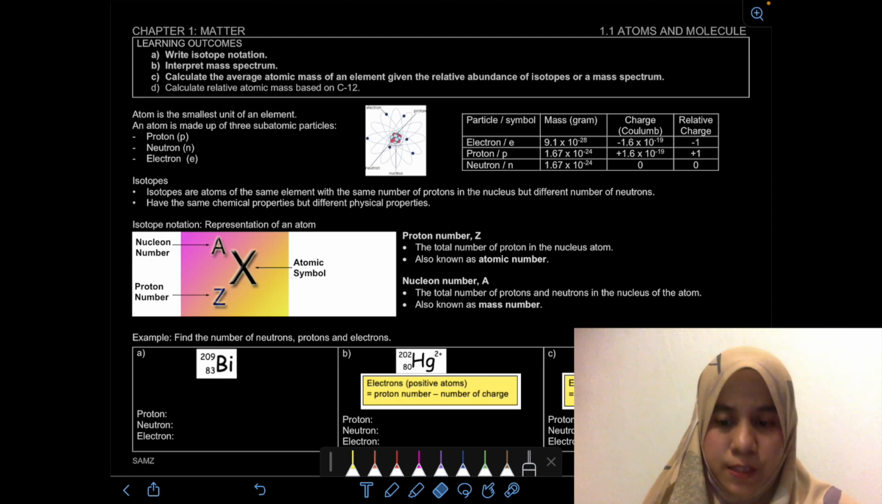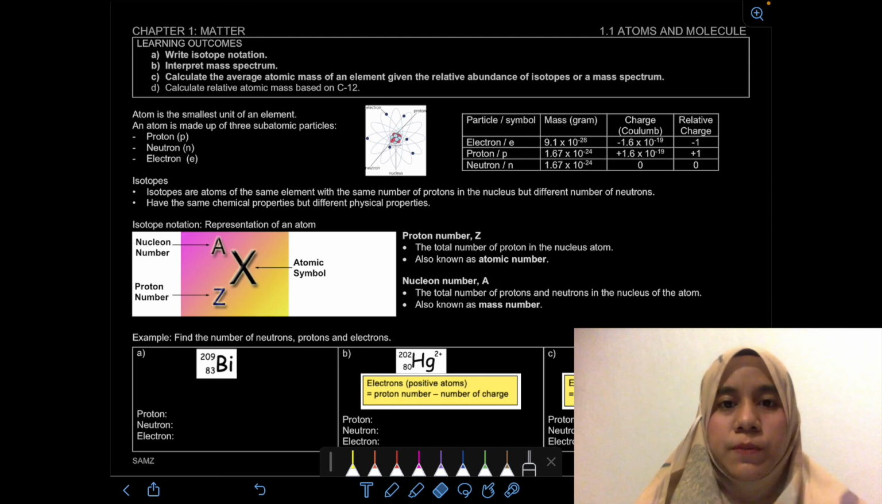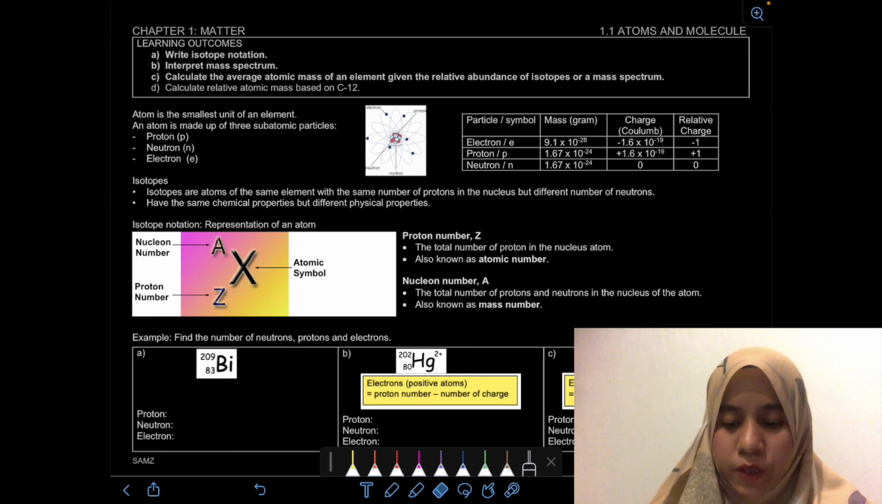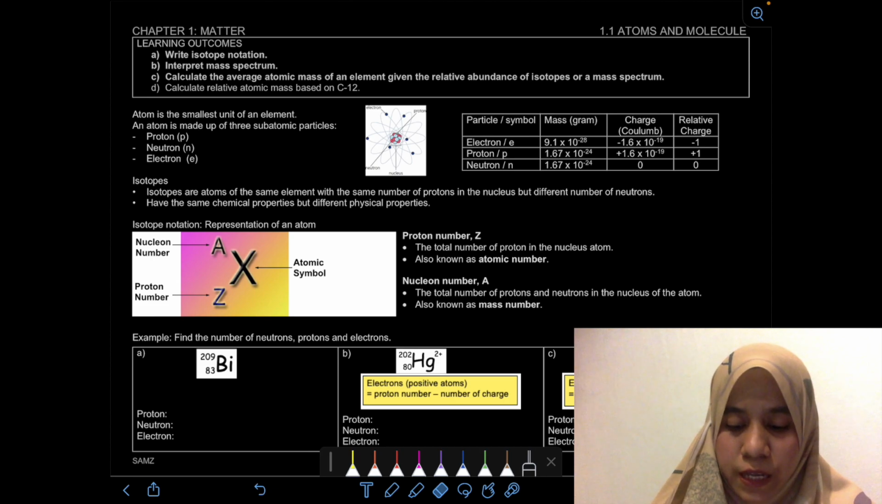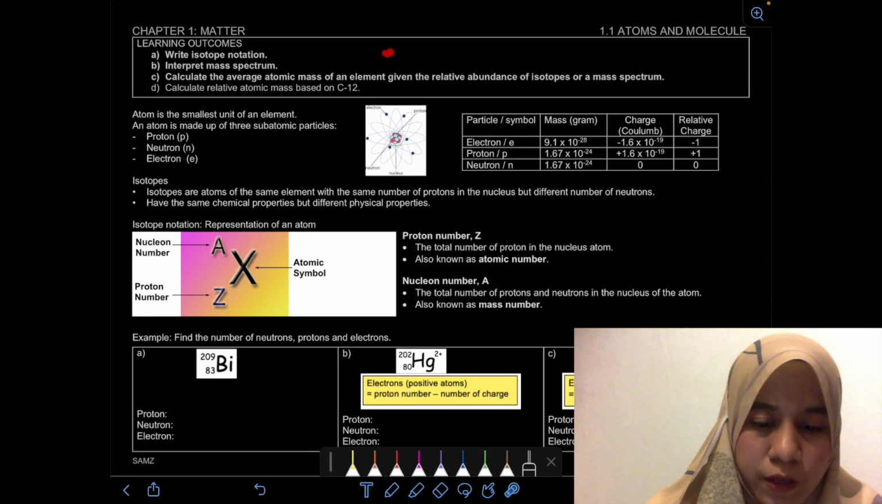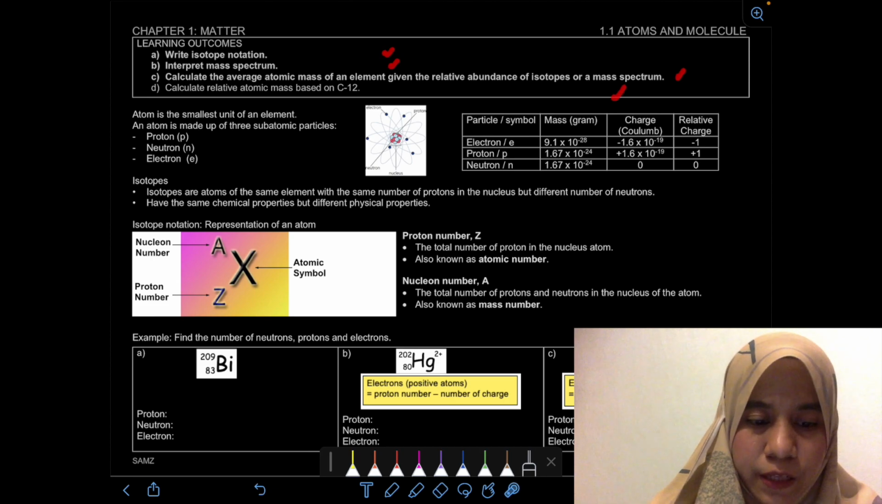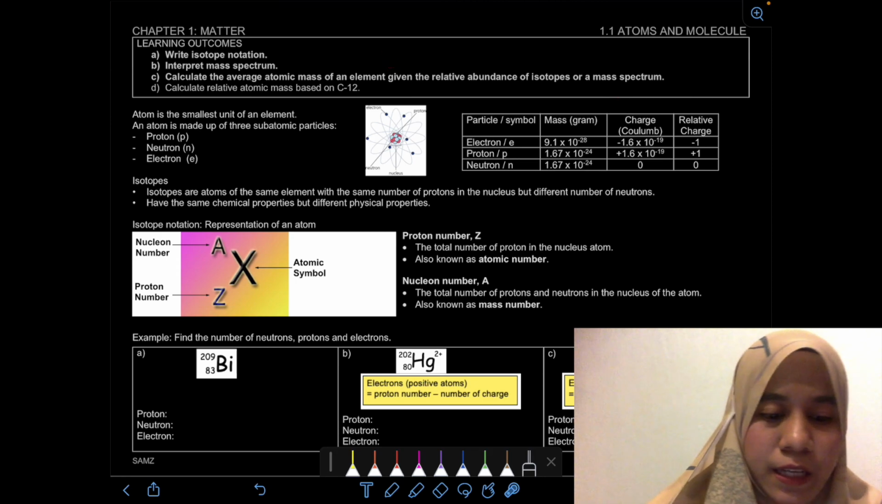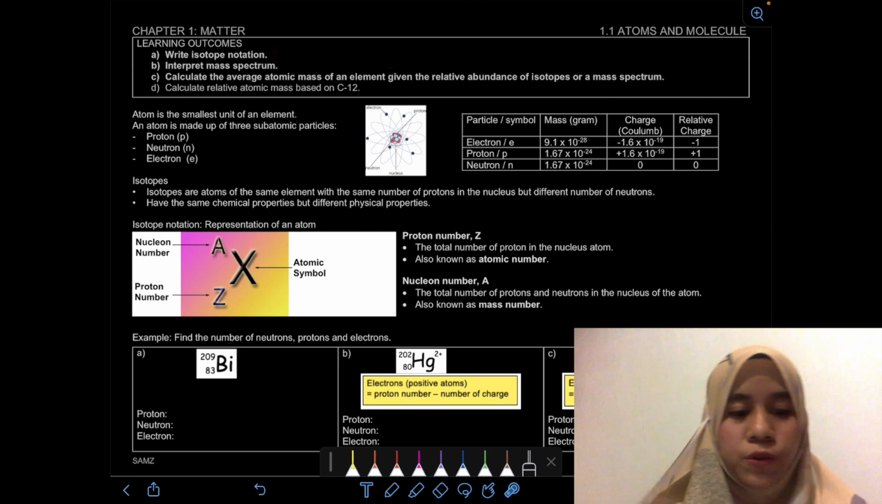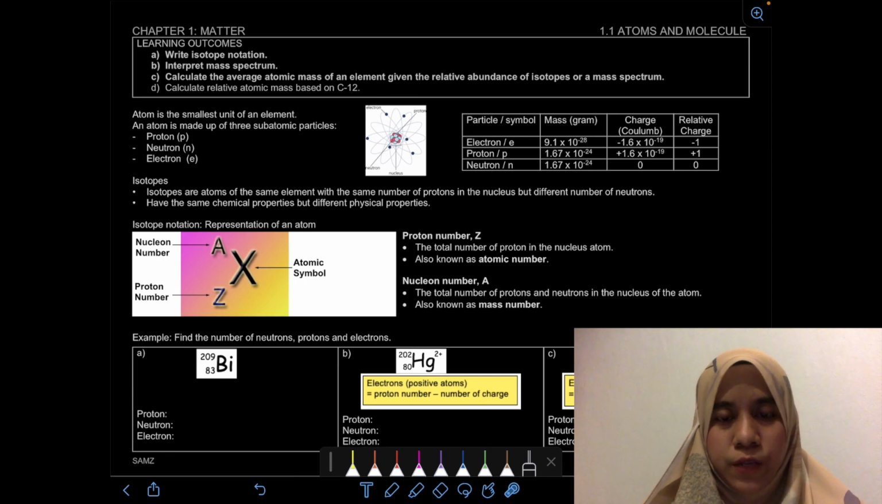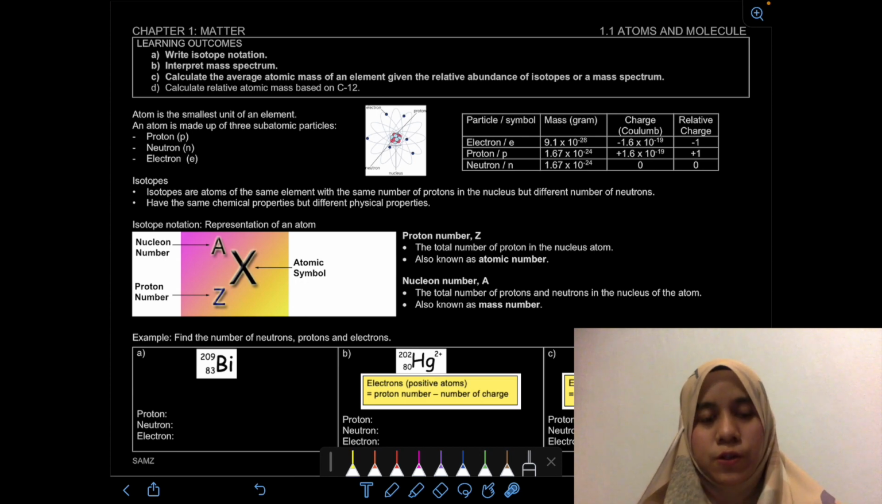So for chapter 1, there's actually 3 subtopics. In this video, we're going to look at 1.1 atoms and molecules. And in 1.1, we have these 4 learning outcomes. But in this video, what we're going to look at is actually E, right? Isotope notation. Okay, so here is a bit of introduction before we look at how to write down the isotope notation.